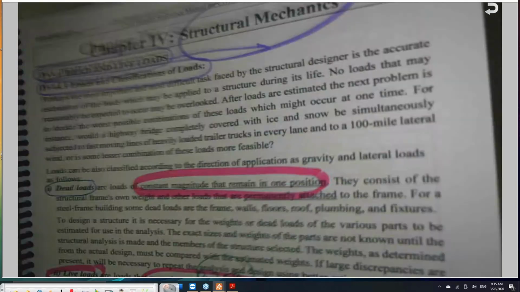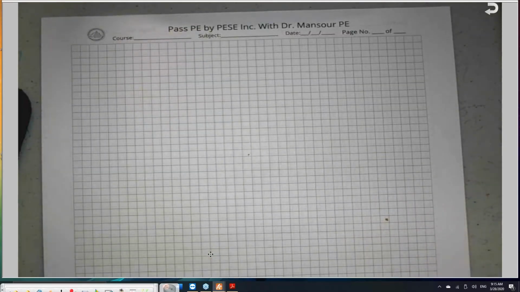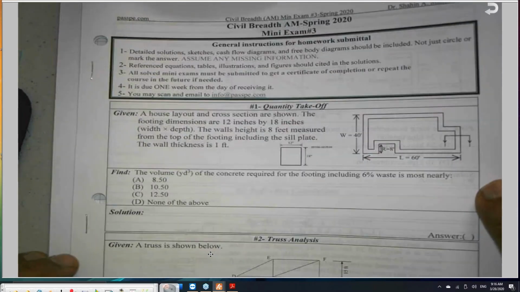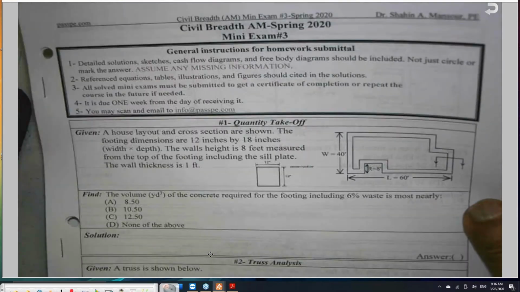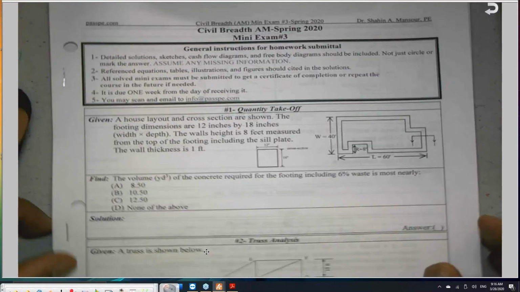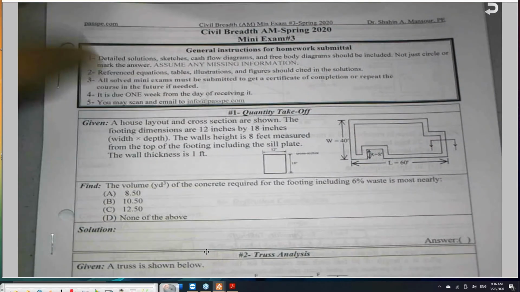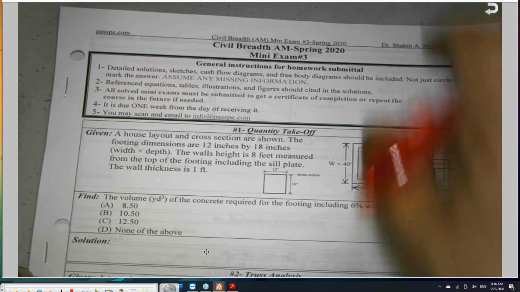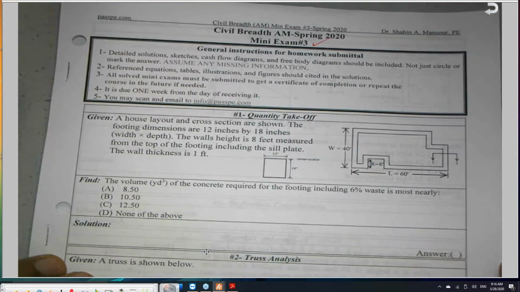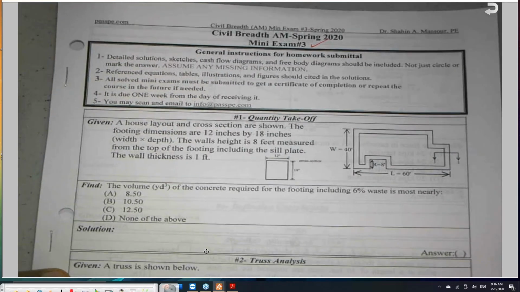Today I will do my best to bring the most important topics, but we need to solve problems. The problems that I'm going to send to everybody attending today, I will be glad to send to you. As you know, I started the mini exams series during the spring semester. This is mini exam number 3, for example, which was related to structural mechanics.